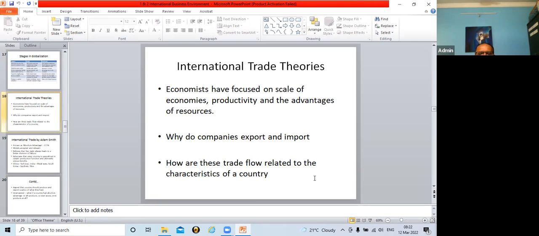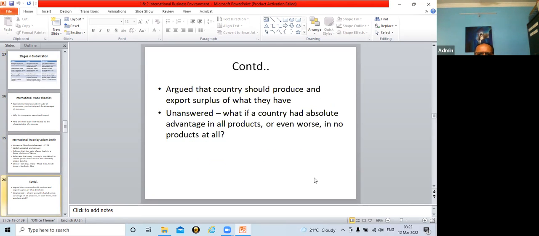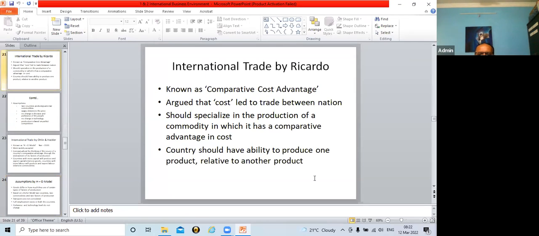Then now this is about trade theory. In our syllabus, trade theories are being mentioned. So basically, Adam theory is not asked in your syllabus, but Ricardo theory is there. So Ricardo theory is also known as comparative cost advantage. Comparative cost advantage argued that cost relate to the trade between nations. So basically, Ricardo highlighted comparative cost advantage.